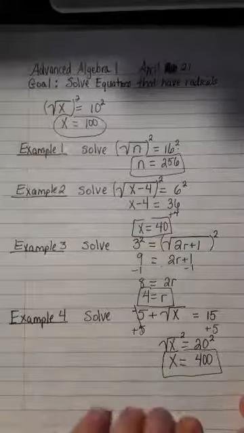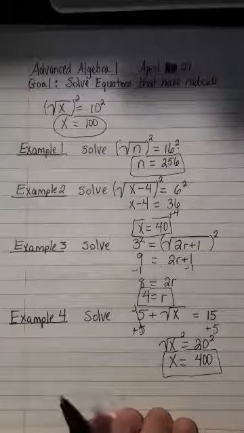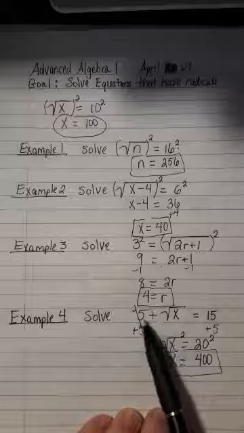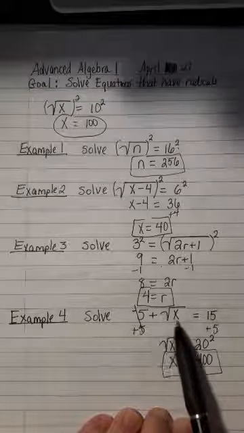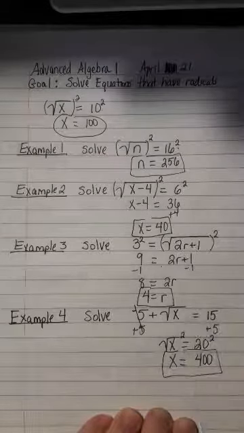Okay, so just make sure that you do not square both sides until all numbers that are on the outside of the radical are moved to the other side.